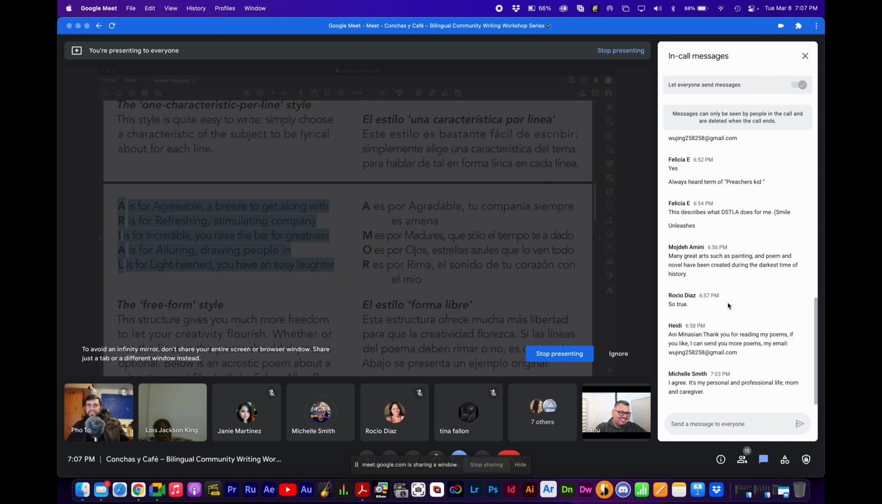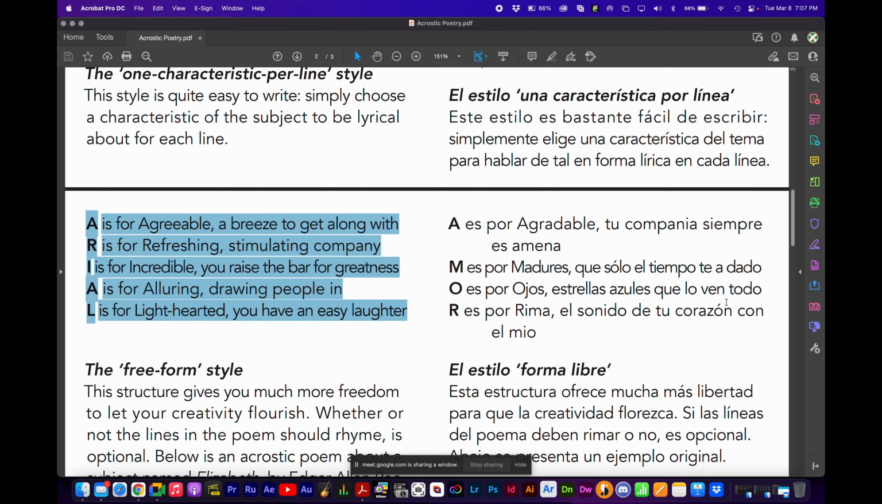Ariel. A is for agreeable, a breeze to get along with. R is for refreshing, stimulating company. I is for incredible, you raise a bar for greatness. A is for alluring, join people in. L, have an easy laughter.